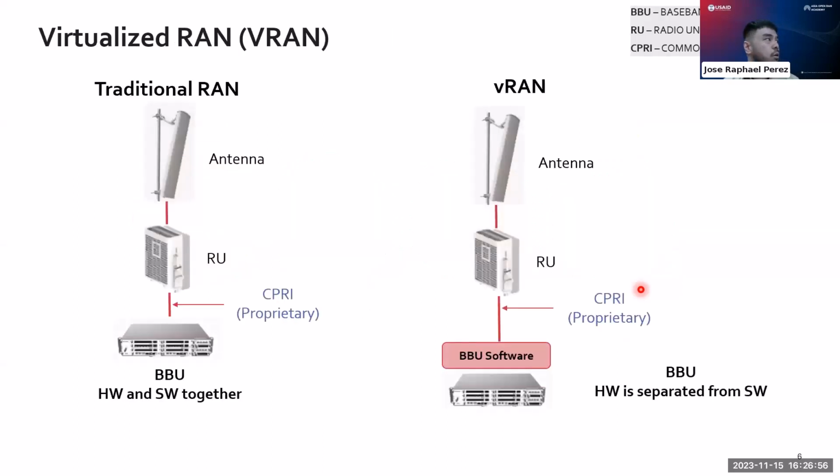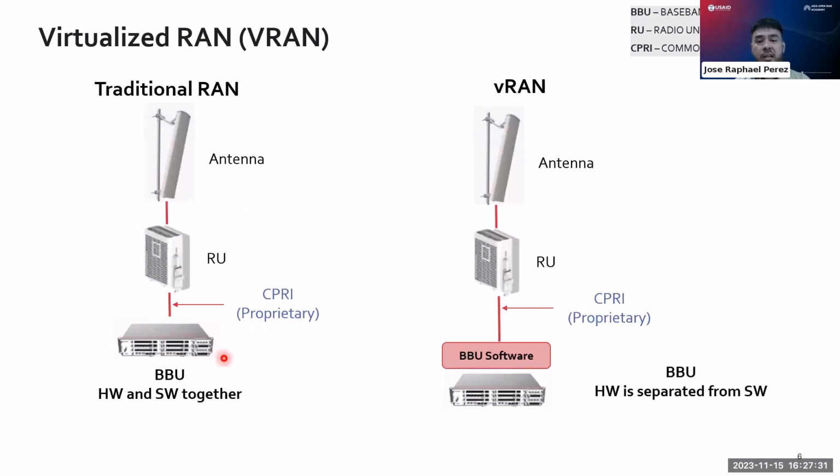So we have here on the left hand side a traditional RAN, wherein it composes of the key elements. So we have the BBU, the RU, and the antenna. The BBU here, as mentioned, is integrated, meaning the hardware and software is in a single box. And in between the BBU and the RU is a proprietary interface called CPRI, or the Common Public Radio Interface. So all of these are from a single vendor.